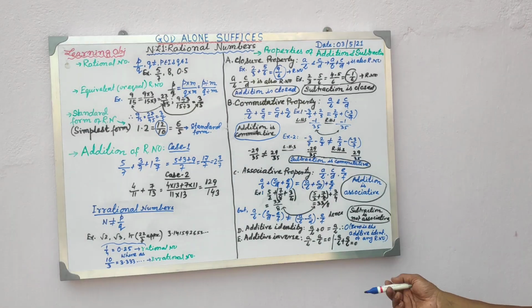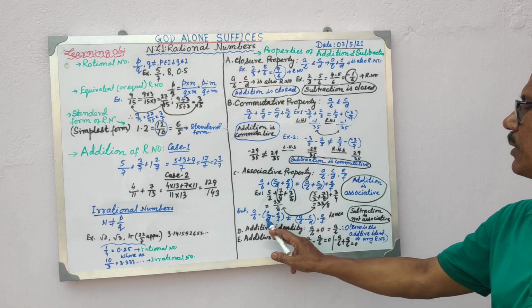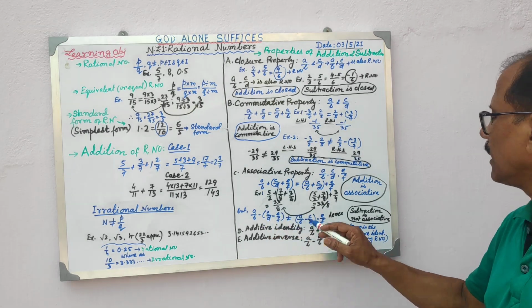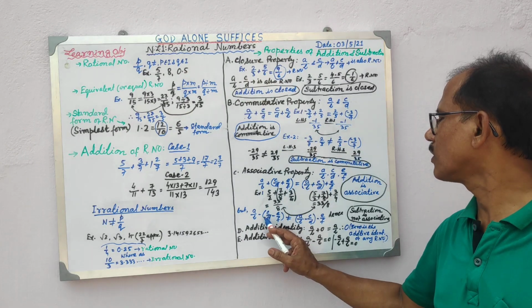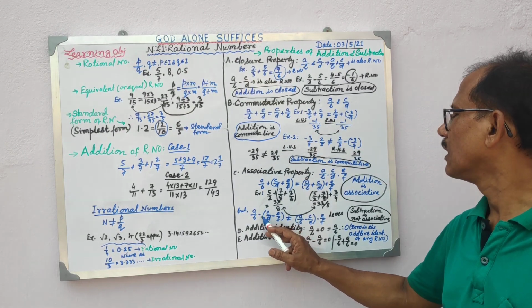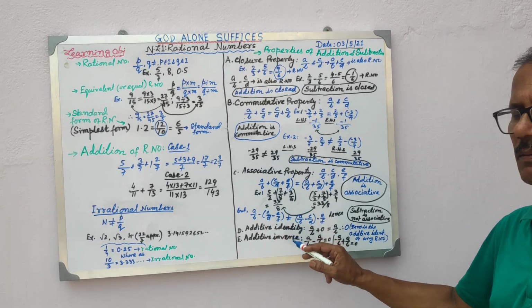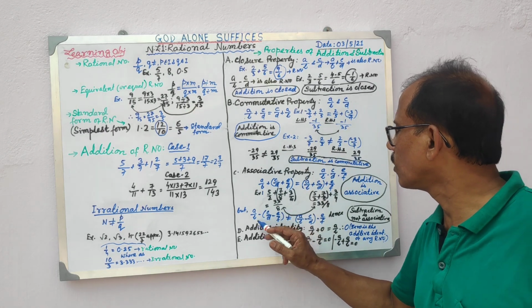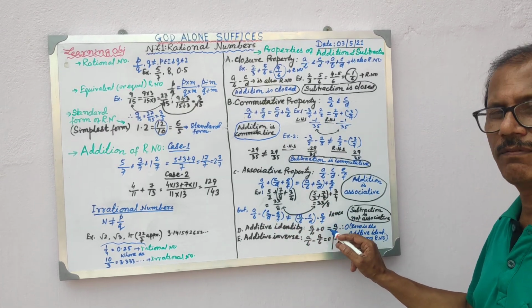Now in the case of subtraction, let us see. If you subtract, a by b minus, within bracket, c by d minus e by f, bracket close, will never be equal to a by b minus c by d, minus e by f. You can take an example.